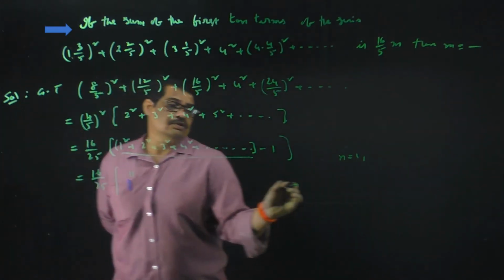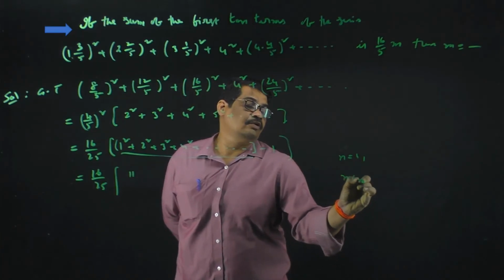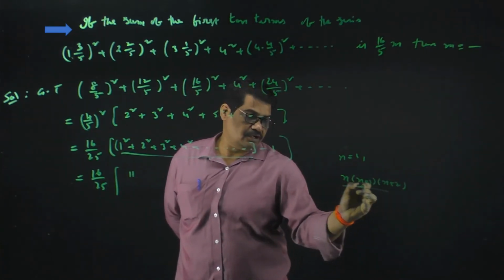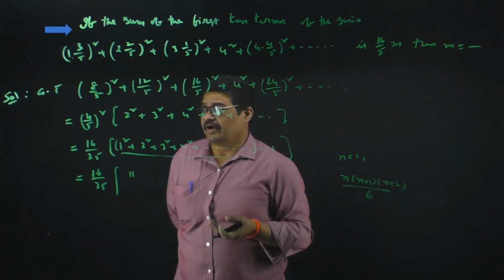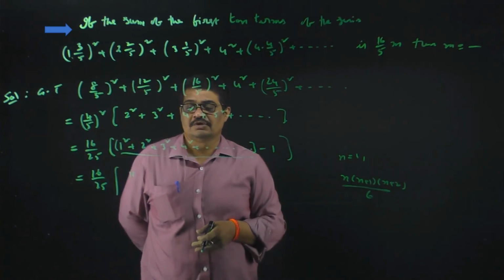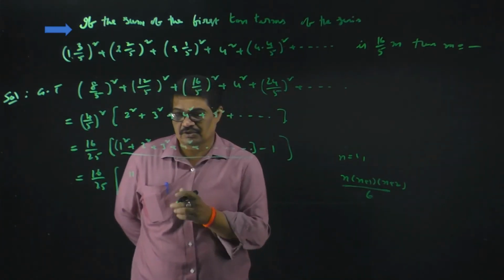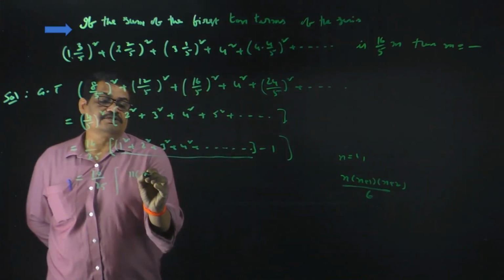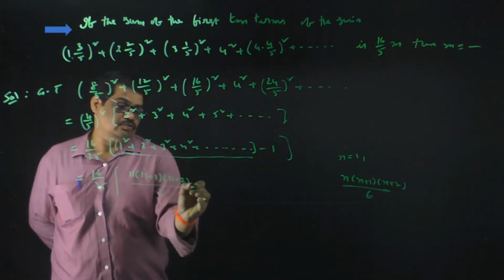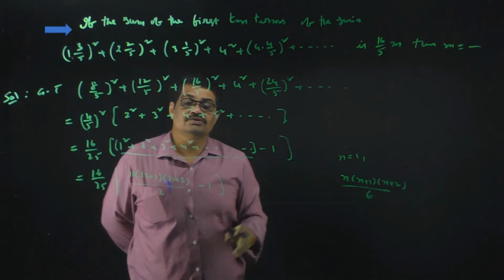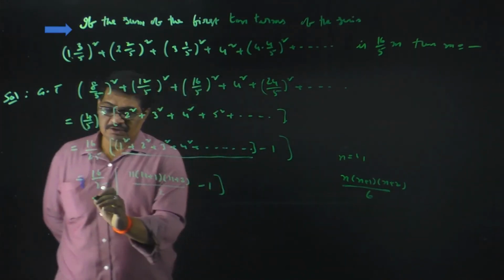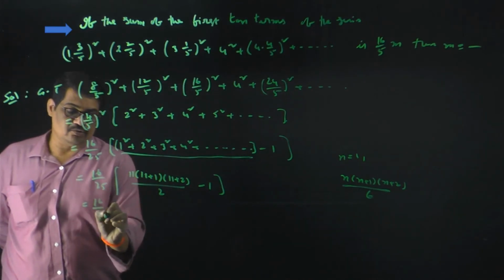What is the formula? n into n plus 1 into 2n plus 1 by 6. So this is the formula for the sum of the squares of n natural numbers. Here we take 10 terms, that is n as 11. So 11 into 11 plus 1 into 11 plus 2 by 2, minus 1. So we have to find the sum of the first 10 terms' coefficients, that is 16/25.